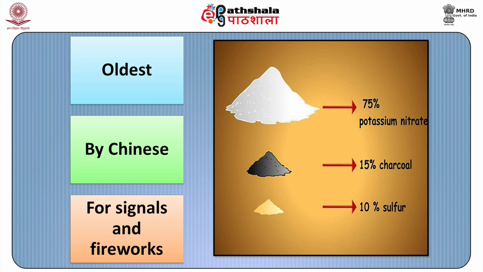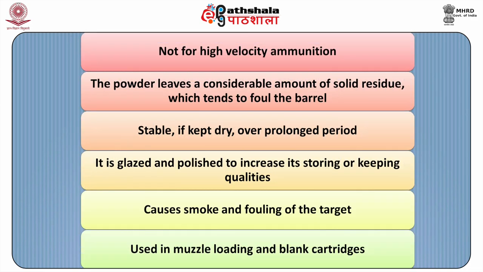Gunpowder consists of potassium nitrate, sulfur and charcoal, roughly in the proportion of 75-15-10. The powder is not suitable for high velocity ammunition, as large amounts of powder are required for getting high velocities for the projectiles. The powder leaves a considerable amount of solid residue, which tends to foul the barrel. It remains fairly stable if kept dry over a prolonged period. It is glazed and polished to increase its storing or keeping qualities.